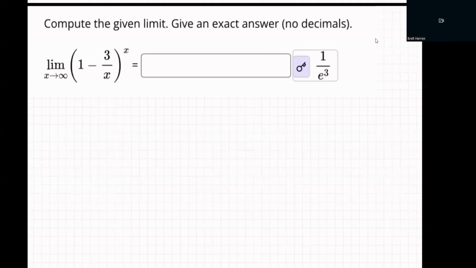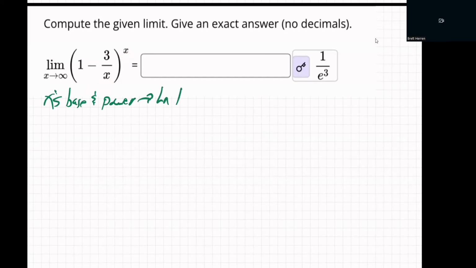Okay, so this is going to be pretty tough. When we have x's in the base and the power, that always means, let me write it for you over here, x's in the base and power. We're going to ln both sides. It's always what we have to do. Ln both sides.